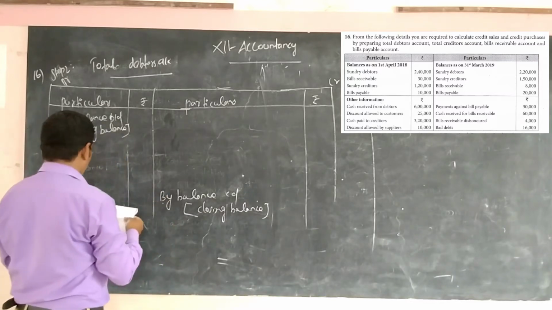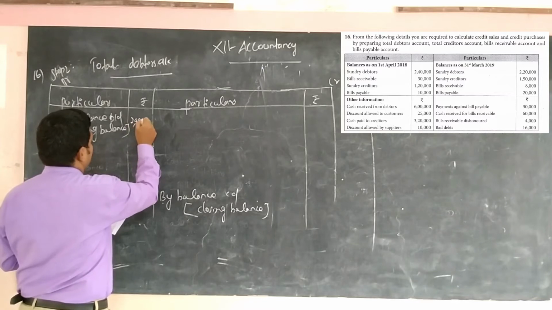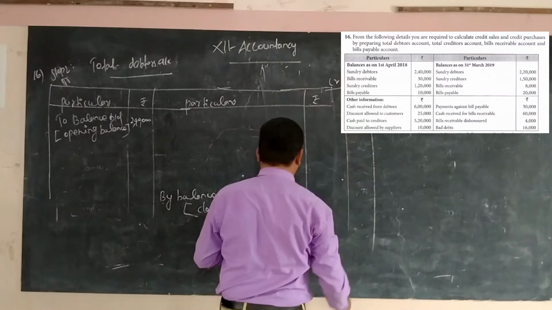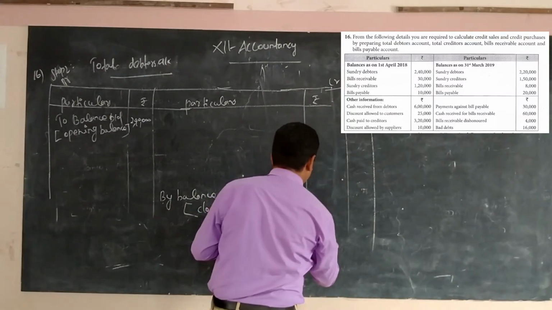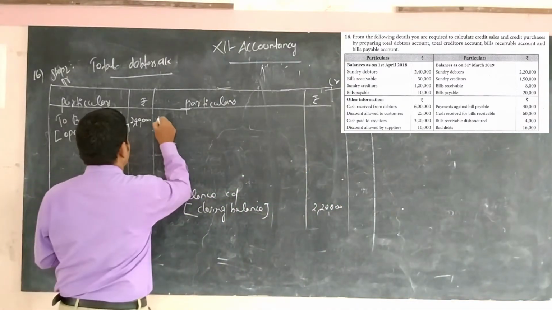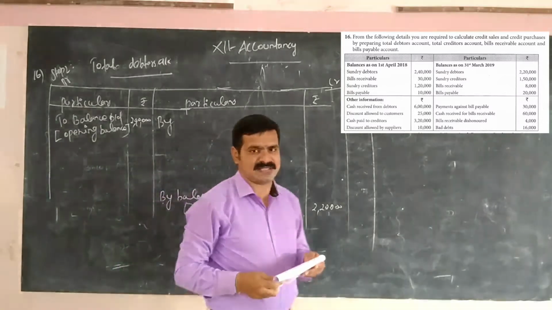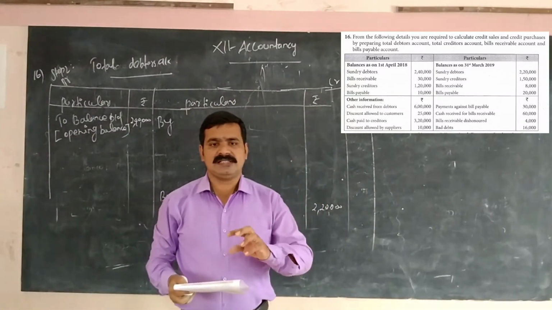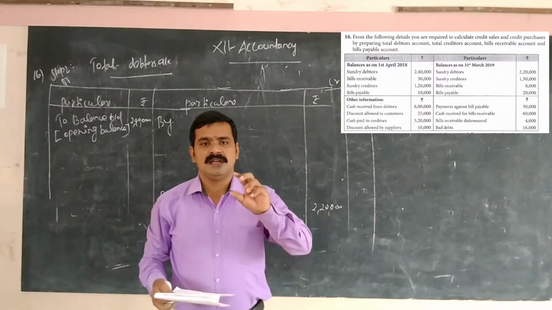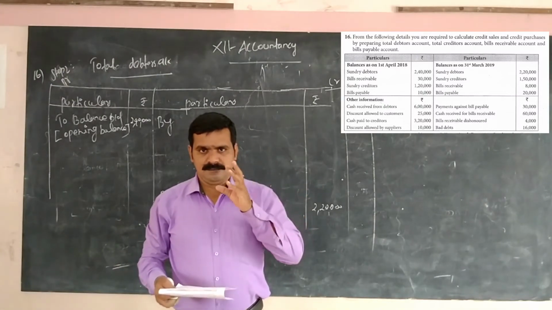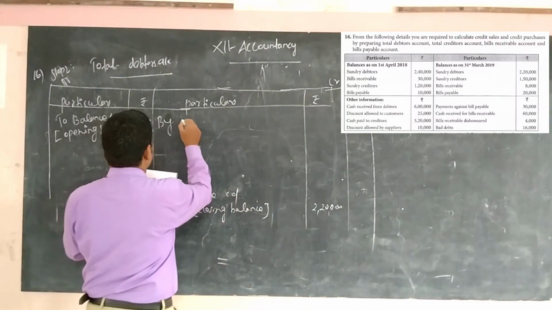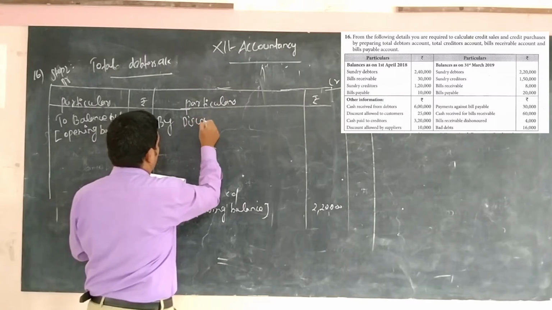Okay, the opening balance amount is 2,40,000. Here, closing balance 2,20,000. Okay, so next here, discount allowed to customer. The customer is related to sales. Suppliers related to purchase. It is very important. Customers related to sales. Suppliers related to purchase. Okay, so by discount allowed.